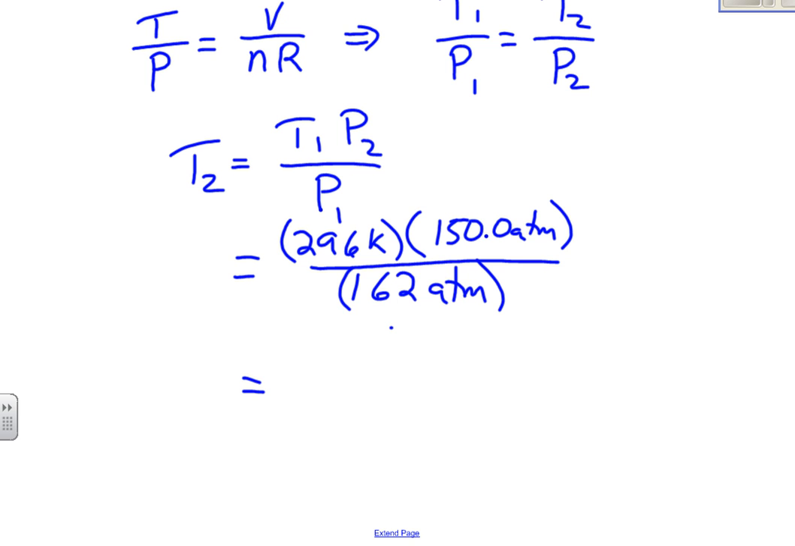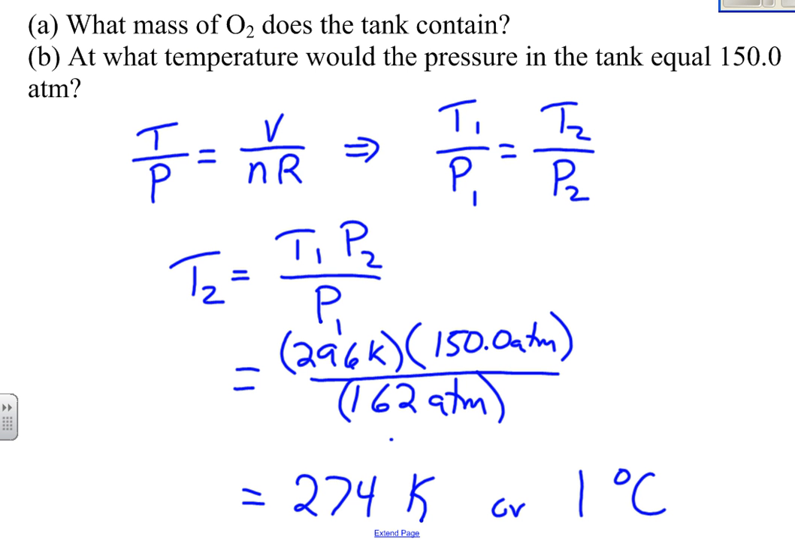If we do the calculation, it gives us 274 degrees Kelvin for the temperature, which if we subtract the 273, we would get 1 degree Celsius. So this demonstrates how we can look at an individual one of the gas laws from the standpoint of the combined gas law equation. That's the only thing we would have to remember there.